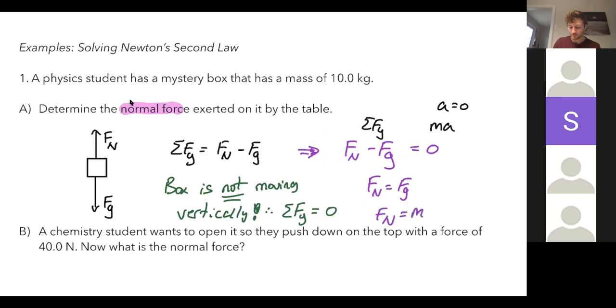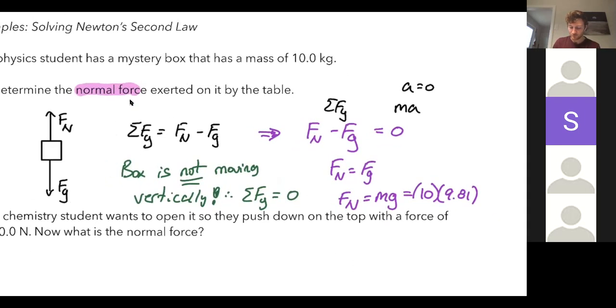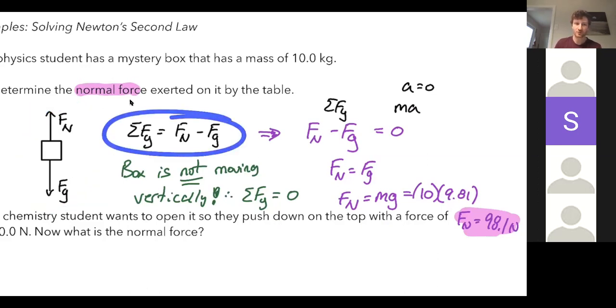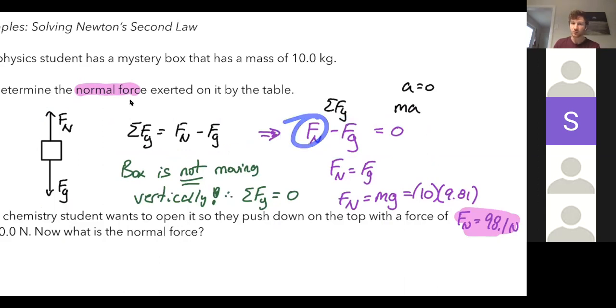So our normal force is mass times gravity, which is 10 times 9.81, which means our normal force is 98.1 newtons. We just did our first dynamics question. Yay! We started with a free body diagram, came up with our sum of the force equation, figured out that it's not moving, so it's equal to 0, so we can solve it. We were looking for our normal force, set it equal to Fg.